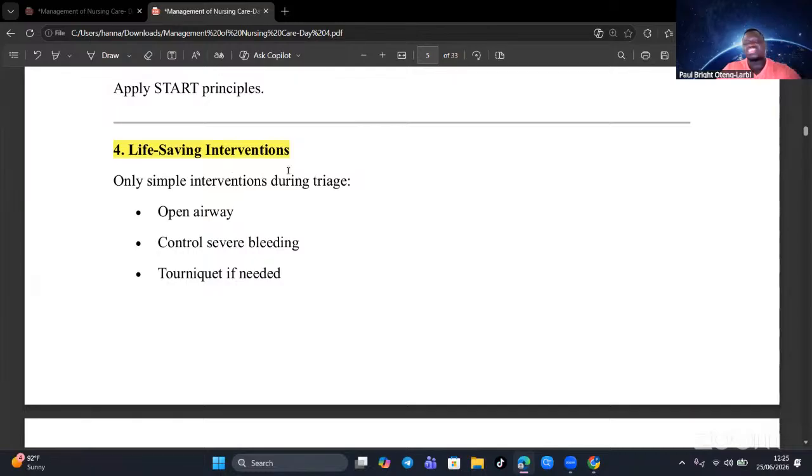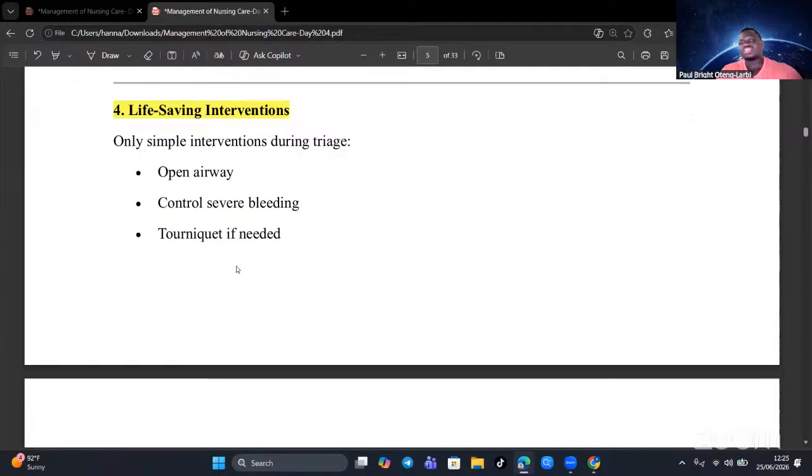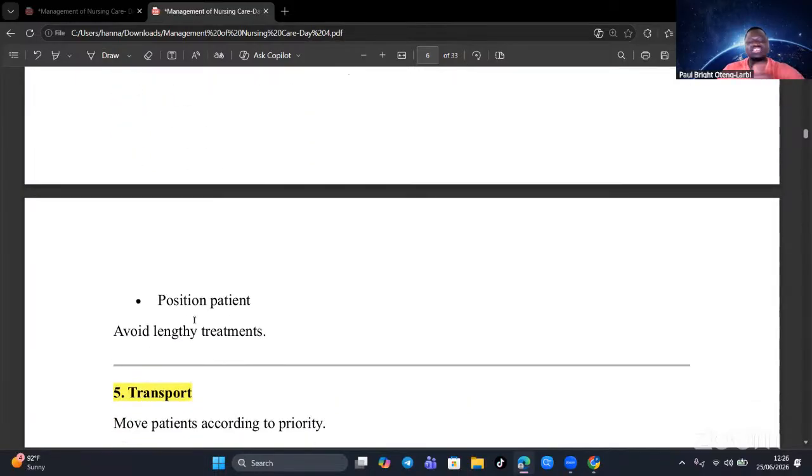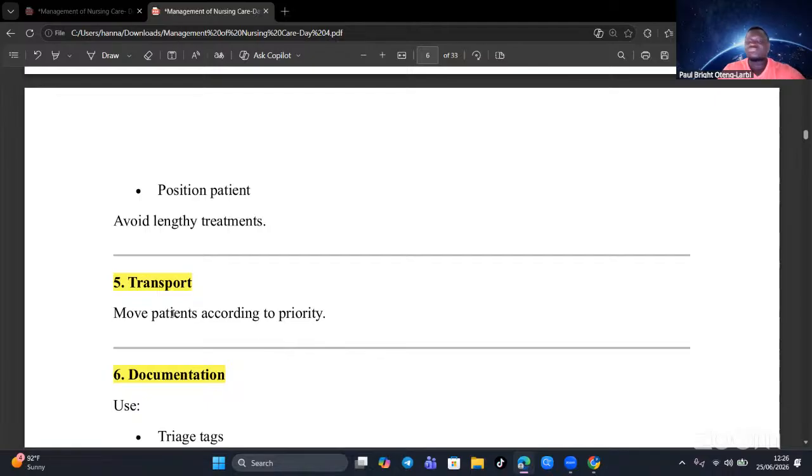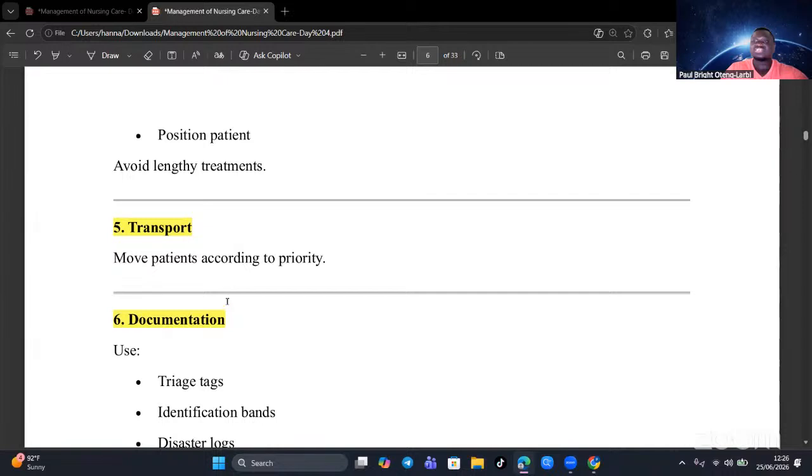So life-saving interventions: open airway, control severe bleeding, tourniquet if needed. Those in red, they will be taking care of all these guys. Patient positioning, avoid lengthy treatments, then transporting. The ambulance guys will be transporting them to hospital.